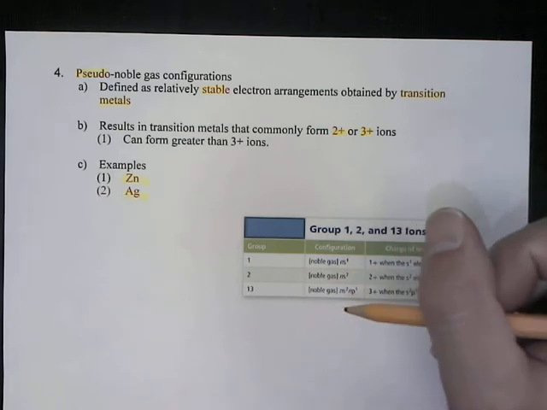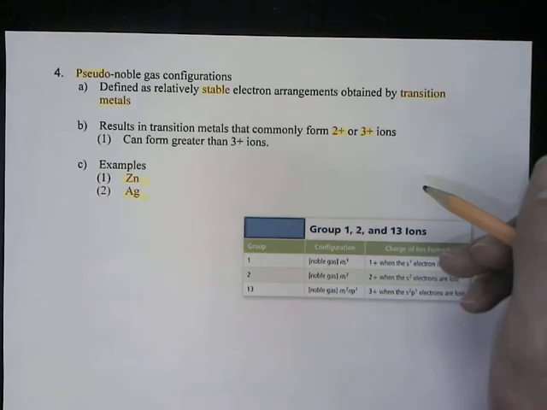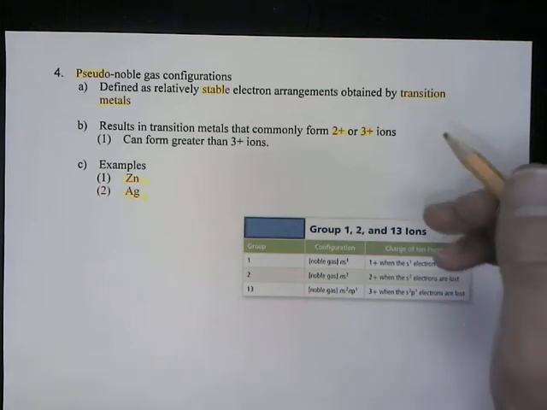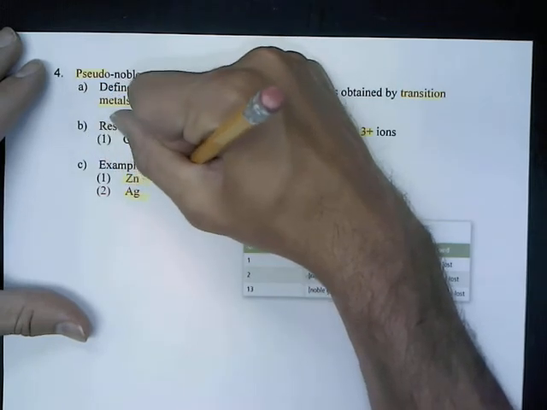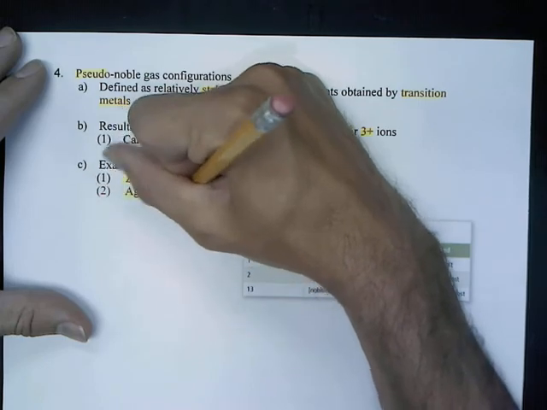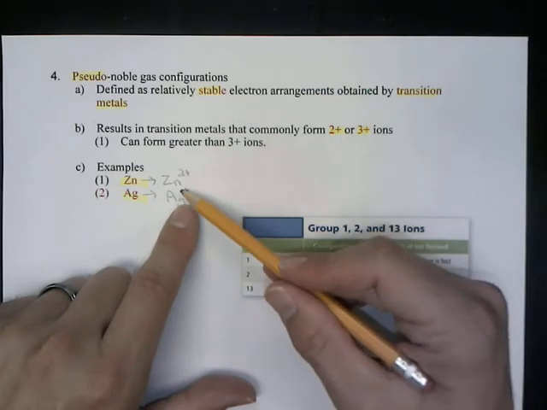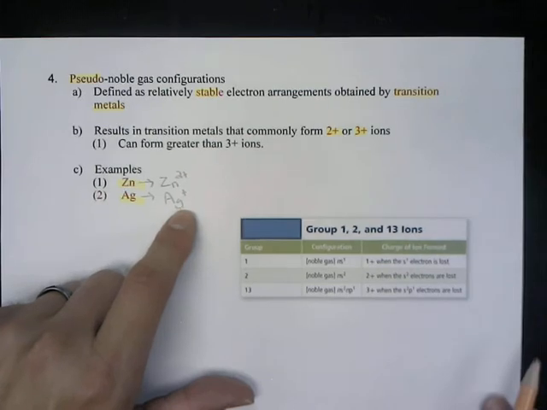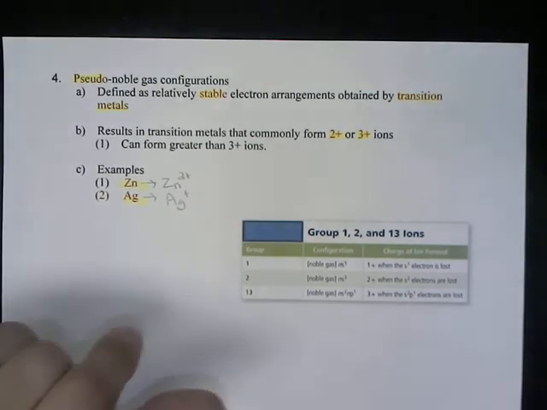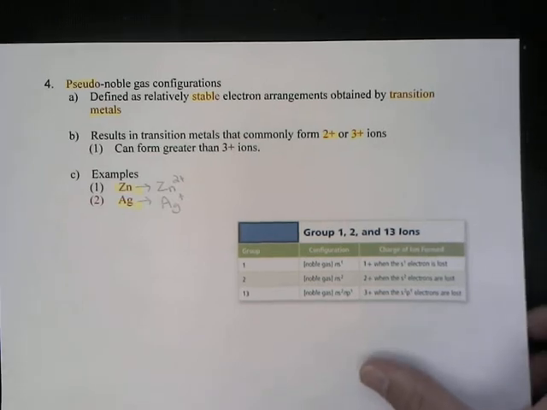Zinc will lose 2 electrons, and so whenever we run into zinc, it's always going to be Zn 2+, and whenever we run into silver, it's going to be Ag 1+. And something to note here is that when we have a 1, we assume that it's there. So if you just see a plus, or in some cases a minus, that is saying 1+ or 1-. Okay? Now, moving on here to anions.